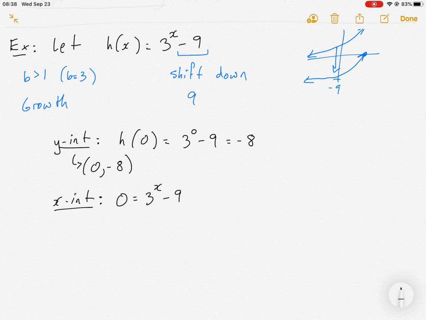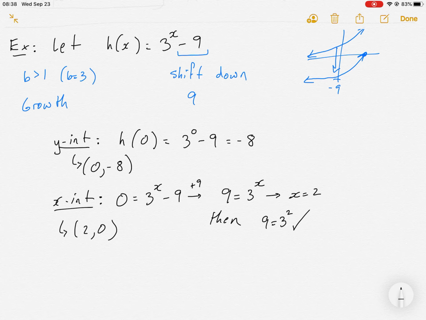Now we haven't really talked about how to solve exponential equations, but you might still be able to figure this out. If I add 9 to both sides, I end up with 9 equals 3 to the power of x. And if you're just thinking about powers of 3, you might recognize, well, if x is 2, then I end up with 9 equals 3 to the power of 2, or 3 squared, which is a true equation. So in this case, I could actually solve for the x-intercept.